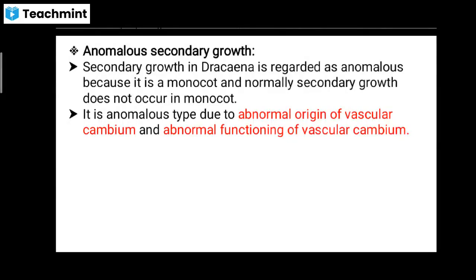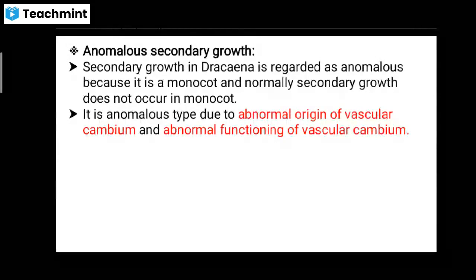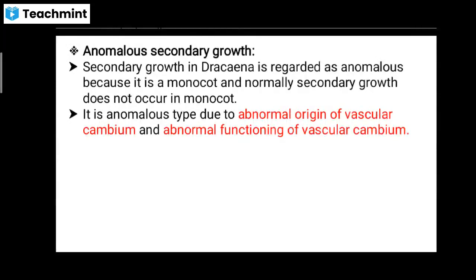Generally in monocot, cambium is not present, but in this monocot plant, cambium is present. And what is the second reason? The origin of the vascular cambium. Generally the cambium we saw in dicot plants is present. Where is the cambium present? Where is it present?